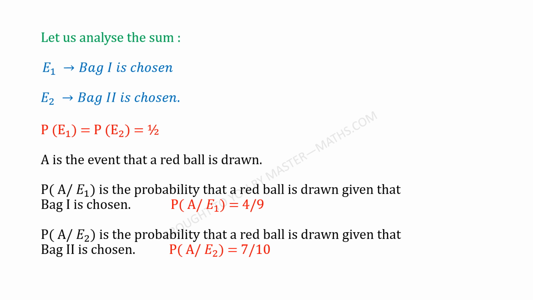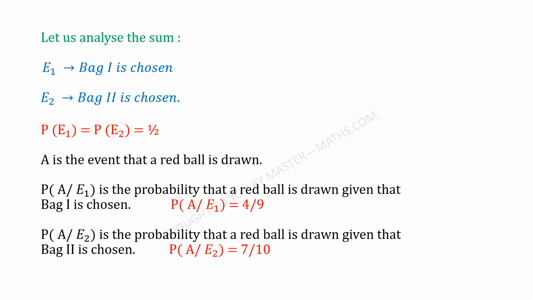Let us analyze and proceed with the sum. The two options given to you are either you can choose the first bag or the second bag. Let us name them as E1 and E2. So, E1 is bag 1 is chosen. E2 is bag 2 is chosen. Now, choosing either bag 1 or bag 2 is equally likely because there is no condition and there is no preference of one over the other. So, P of E1 is equal to P of E2 is equal to 1 by 2. If you have 3 bags, you will have 1 by 3 like that.